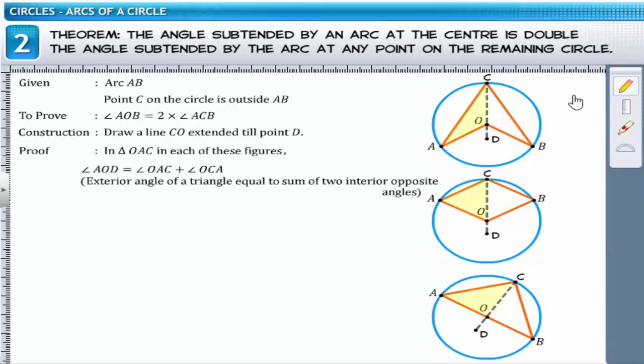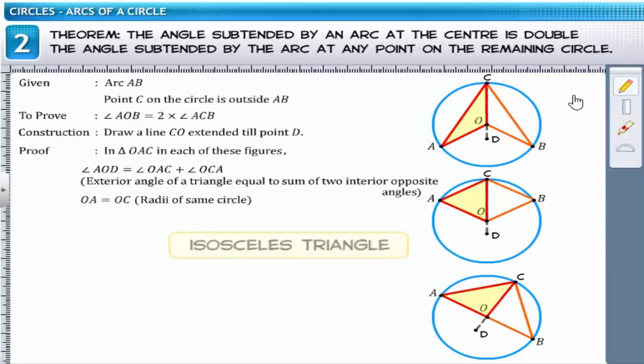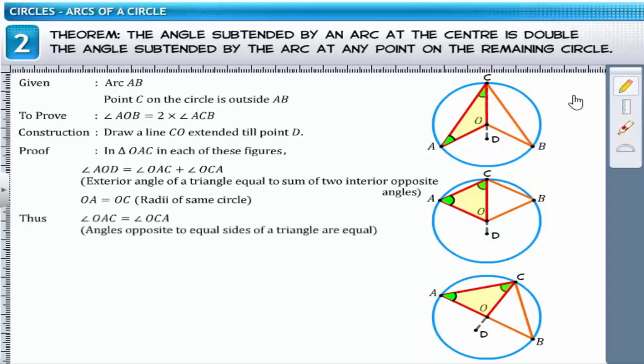Also in triangle OAC, OA is equal to OC since they are radii of the same circle. This makes triangle OAC an isosceles triangle. This also means that angle OAC is equal to angle OCA since angles opposite to equal sides of a triangle are equal. This also means that angle AOD is double the angle OCA. Similarly, in the triangle OBC, we can prove that angle BOD is double the angle OCB.